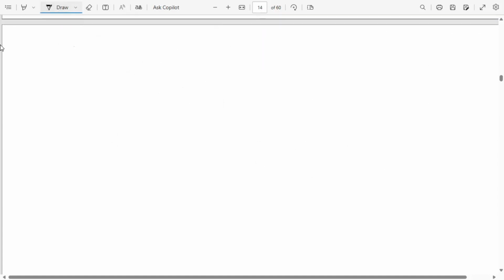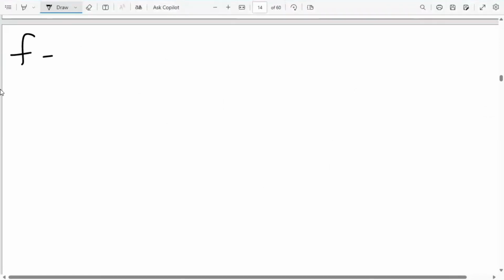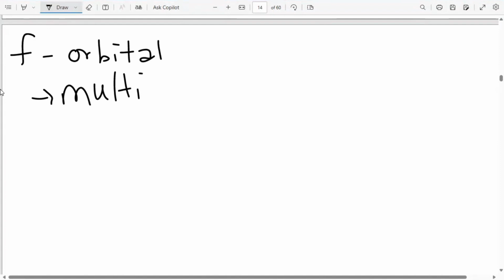Let's quickly look at the last one. This will be quite a long lecture. Let's look at the last one, which I'm going to call the f orbital. The shape of this one is even more complicated than the d orbital. So we can just say they are multi-lobed orbitals, and there are 7 in total.